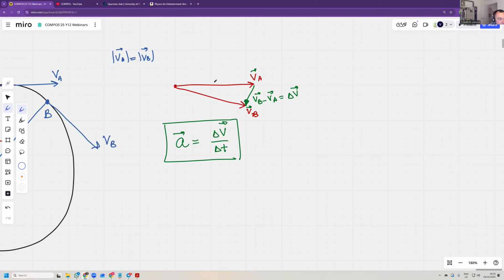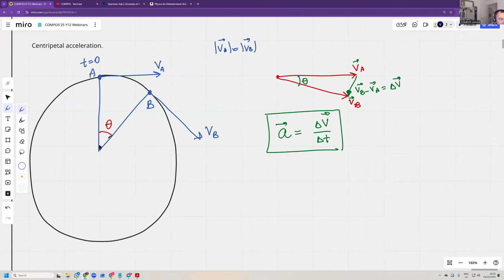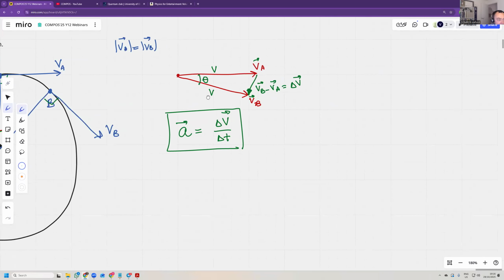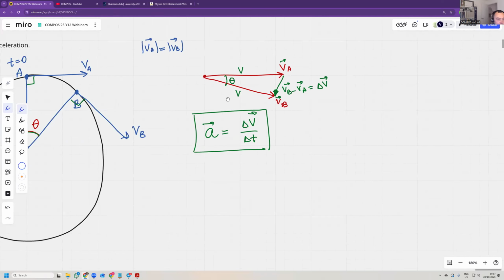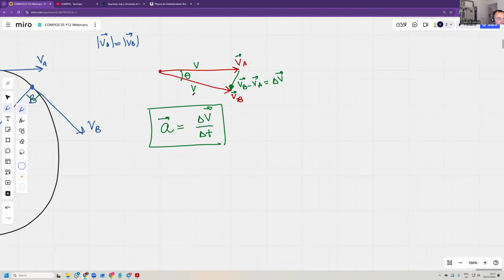And the change in velocity, well, we know that this angle is theta, because this is 90 degrees and this is 90 degrees. So if you've turned through an angle of theta, then the velocity also changes by an angle of theta. Now this is v and this is v. This is your speed. And then you can use, how should I put it?